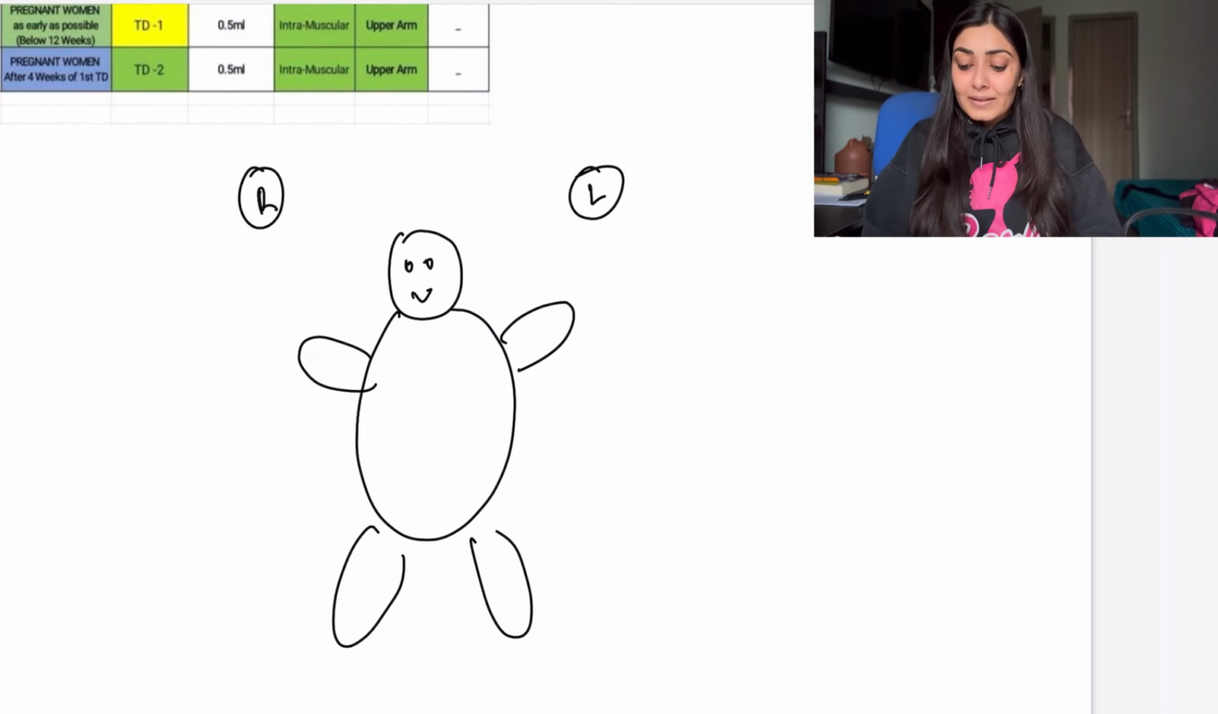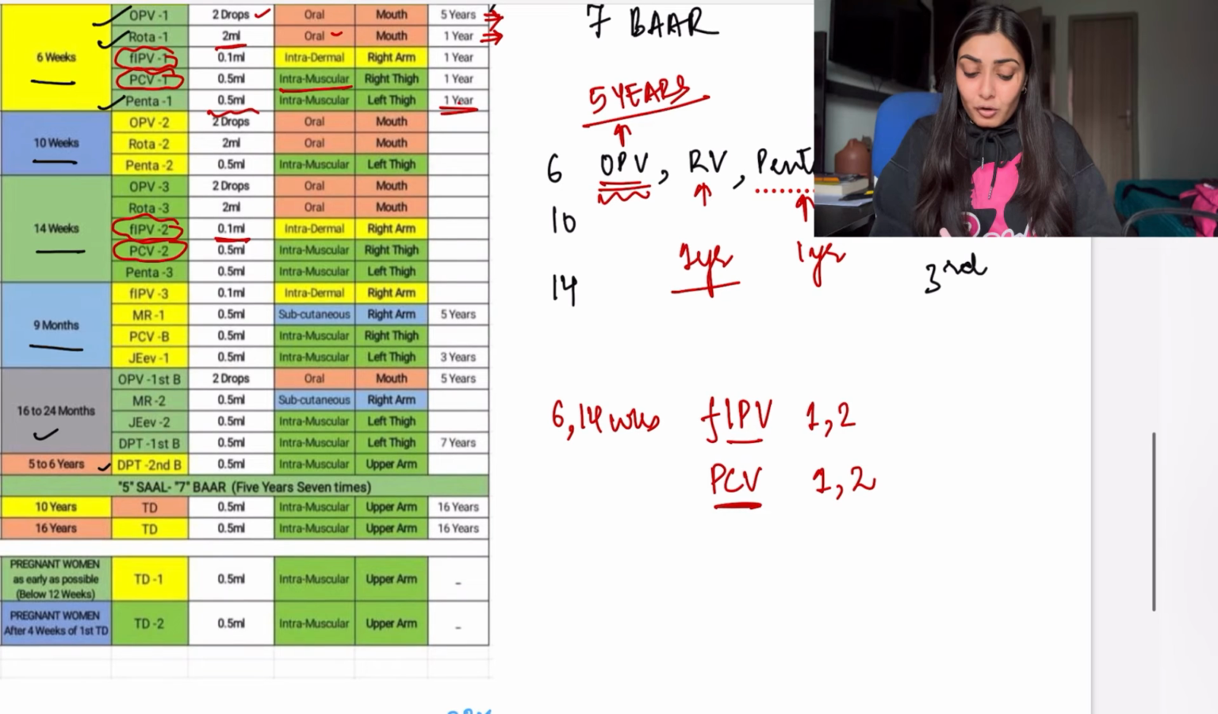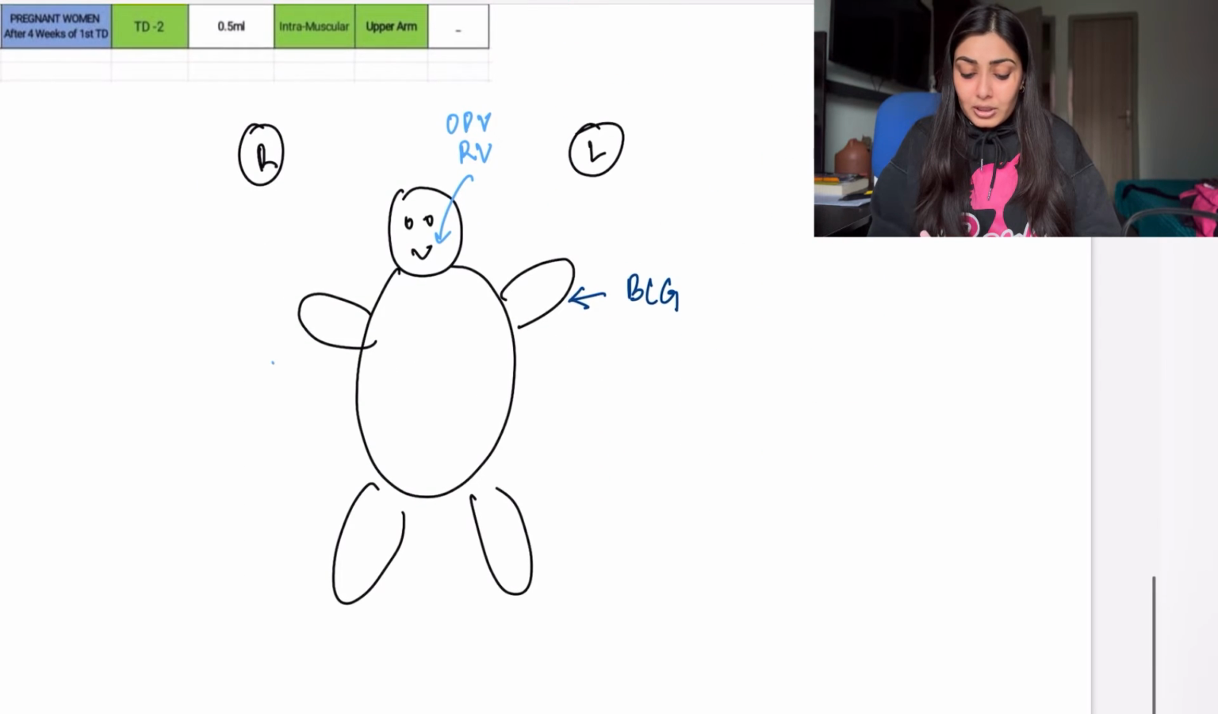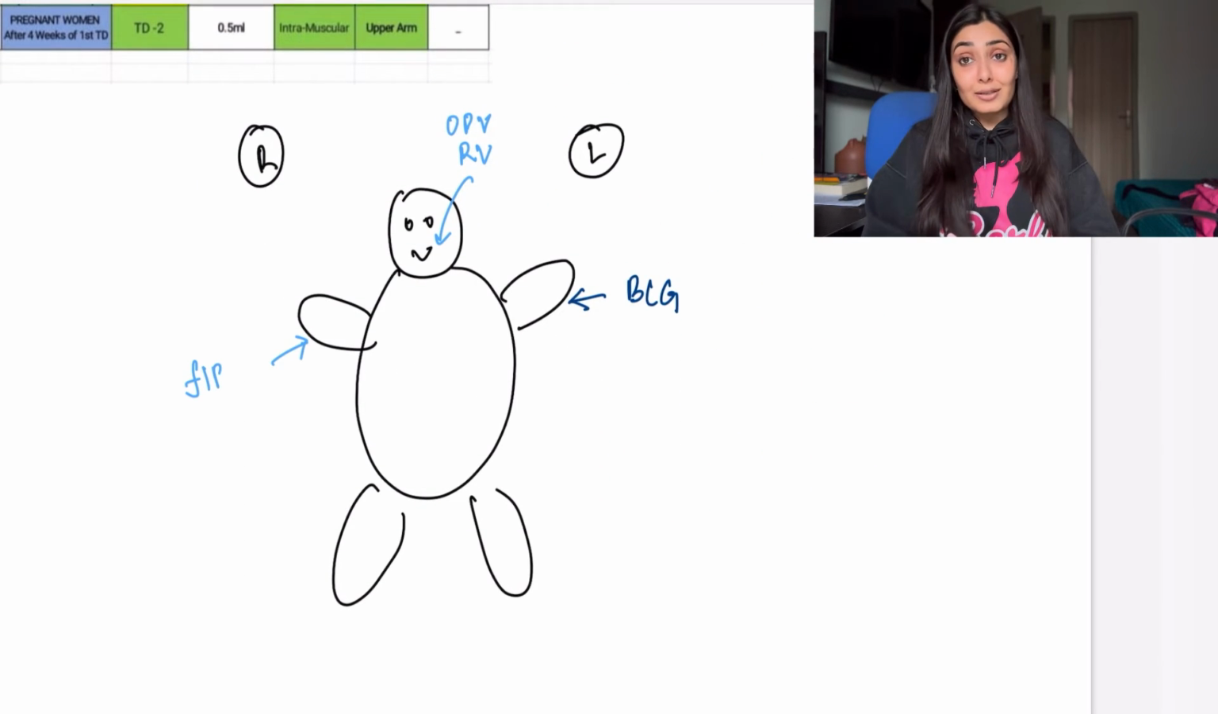Oral vaccines, we have read till now two: oral polio vaccine and rotavirus vaccine, that are given via mouth. On the left upper arm, we give the BCG vaccine. BCG vaccine, we all have that scar. Whereas we have read that FIPV is given in the right arm. So the other intradermal vaccine, fractionated IPV, is going to be given in the right arm.